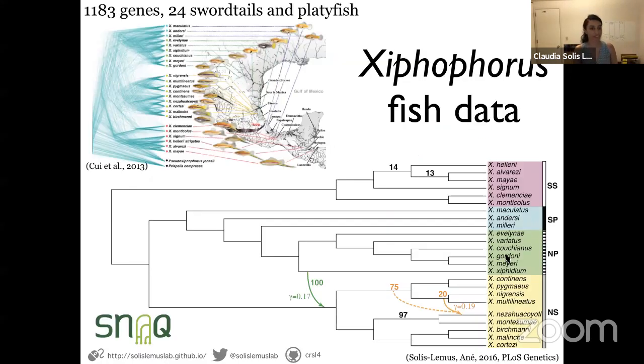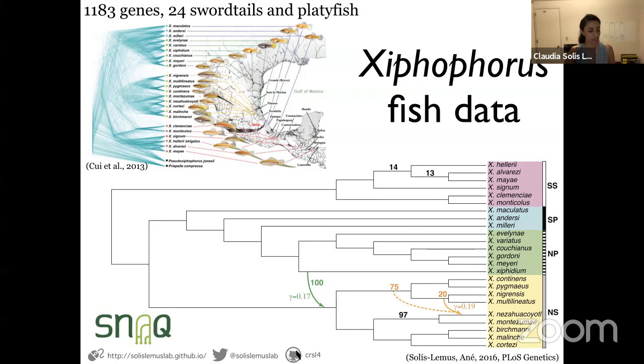Okay, so one example with actual organisms, which are these fish. We used SNaQ to reanalyze a data set from Ray Kui's lab, where they have roughly 24 species of swordtails and platyfish. The swordtails have this nice sword on the tail. They have roughly 1,000 genes, and we used them to reconstruct the network here.